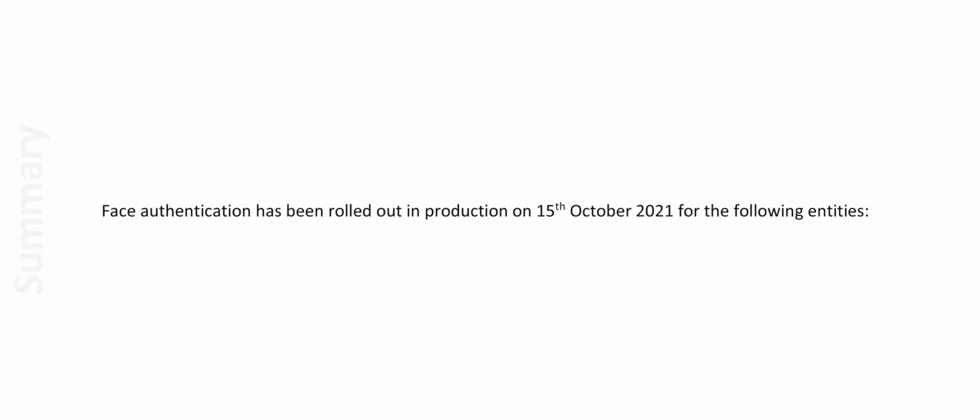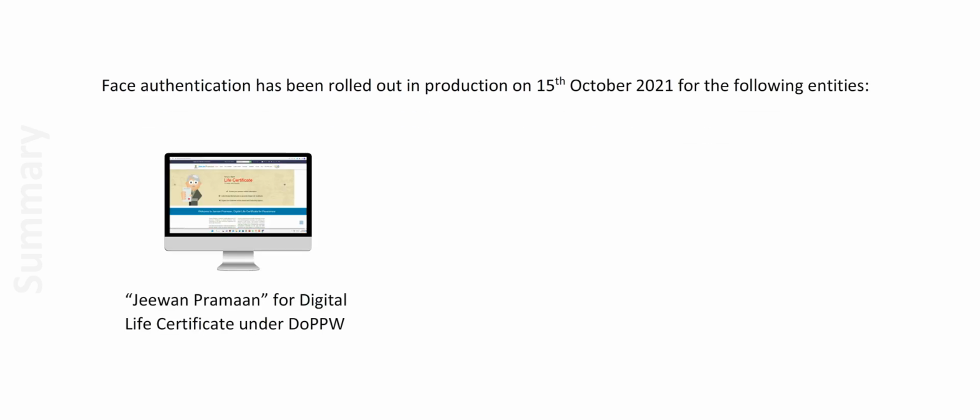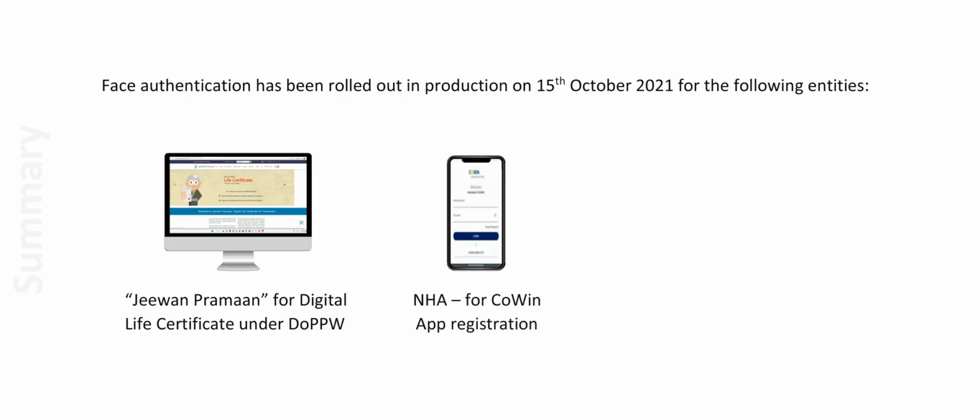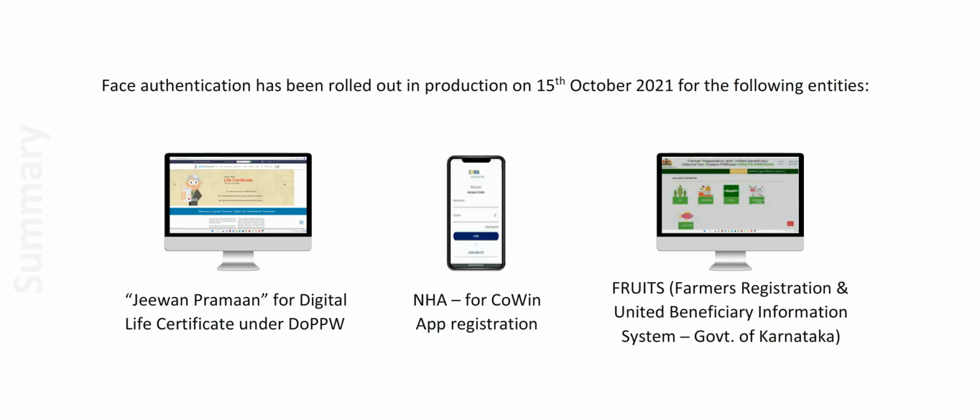Face authentication has been rolled out in production on 15th October 2021 for the following entities: Jeevan Praman for Digital Life Certificate under DOPPW, NHA for Co-win app registration, Fruits, that is Farmers Registration, and United Beneficiary Information System, Government of Karnataka.